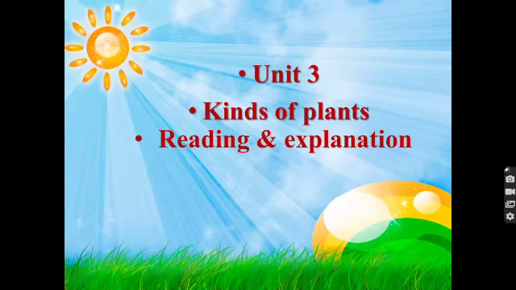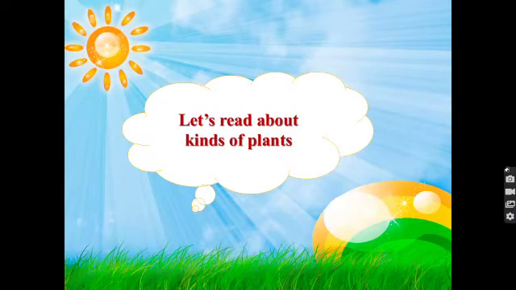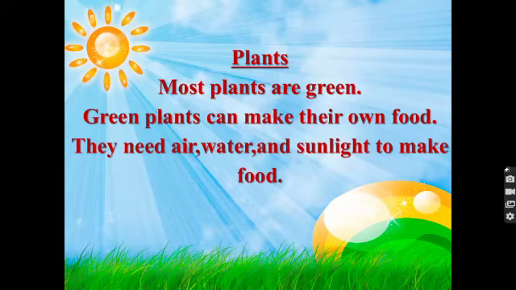And today we will study unit number 3, kinds of plants. Let's read about kinds of plants. Plants. Most plants are green. Green plants can make their own food. They need air, water, and sunlight to make food.